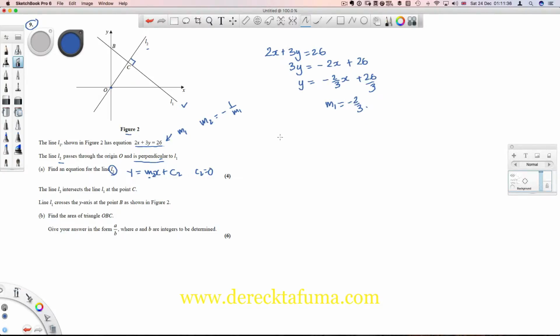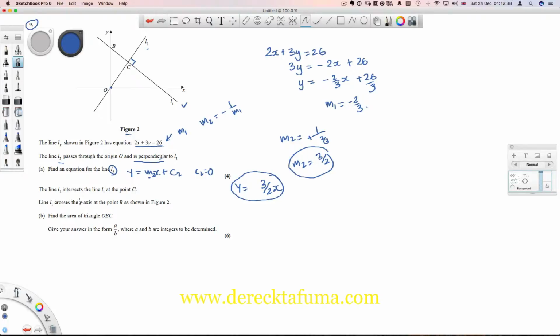So if m1 is minus 2/3, m2 is equal to minus 1 over minus 2/3. It's a minus over m1, which is another minus, so that becomes positive, and it's divided by 2/3, which means basically m2 is equal to 1 over 1 times 3 over 2, so it's actually equal to 3 over 2. So that is m2, but y equals m2x plus c, and c2 is 0, so basically y is equal to 3 over 2 x, and that's it. That is the equation for L2.